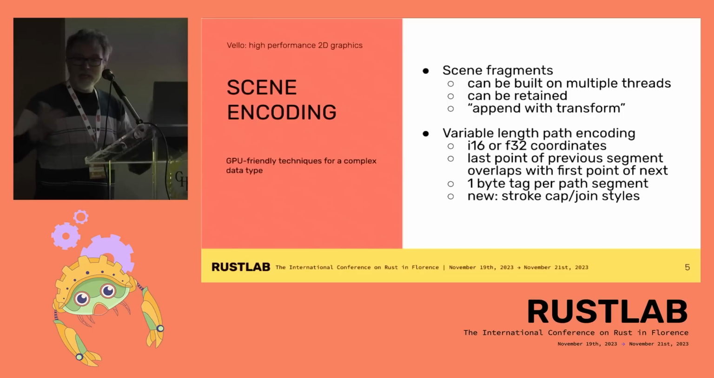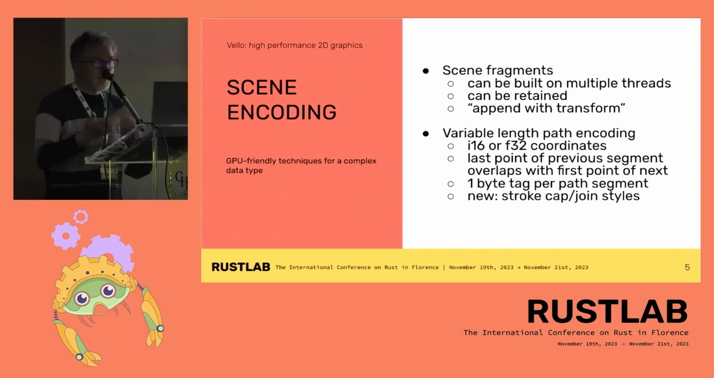So we have the scene fragment idea, and you can build them. It's just a value type, so you just create it, and you can do it on threads, you can retain them, and then the primitive to stitch them together is append with transform. So once you have something encoded, you can draw it with any transform. And then there's a very fancy variable length path encoding, so the coordinates can be either 16-bit integers or 32-bit floats. The integers are very good for fonts. And then there are technical details, but I won't go into too much detail tonight.